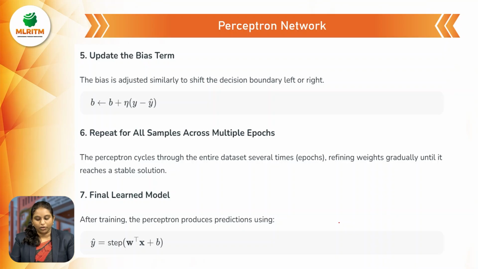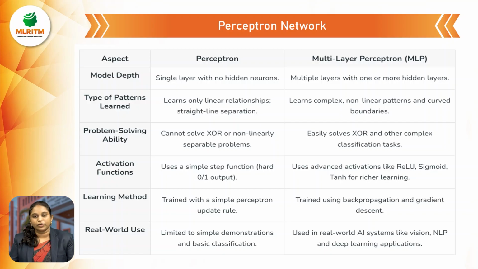So sixth one is repeat for all samples across multiple epochs. Nothing but the perceptron cycles through the entire data set. It is going to cycle several times, nothing but epochs, until we get a stable solution. The seventh one is the final learned model. So after training, the perceptron is going to produce predictions using the step function here. So step of w power t x plus b. So this is how the perceptron is going to work.